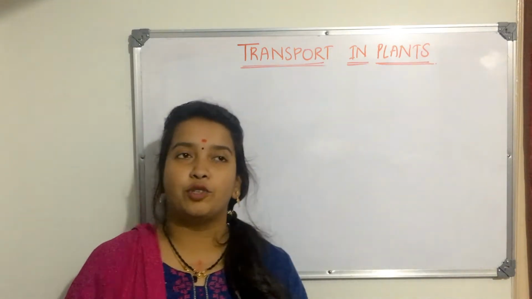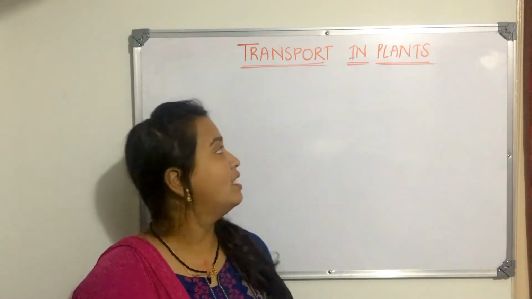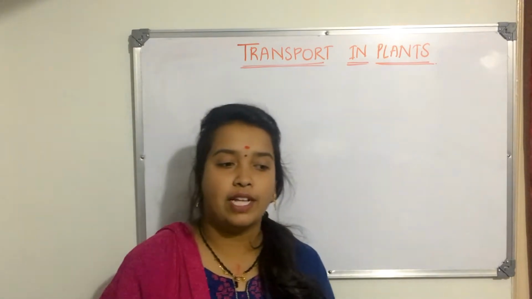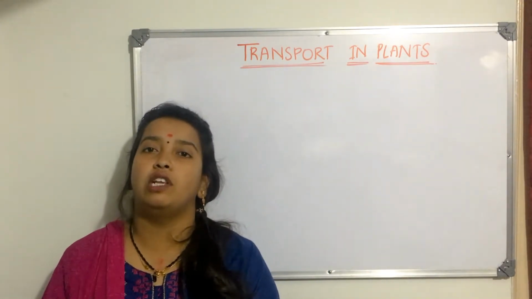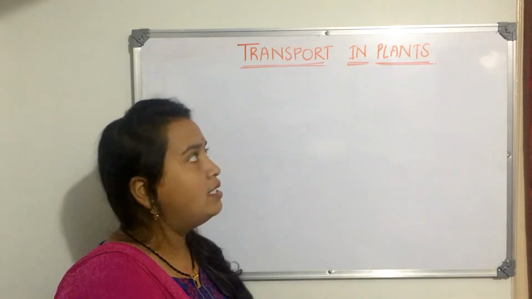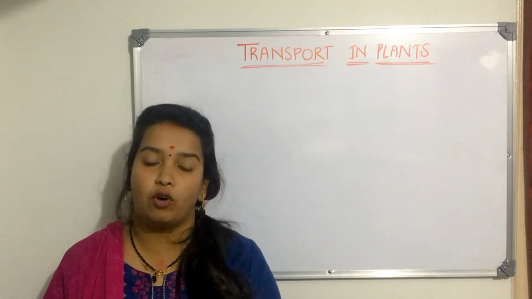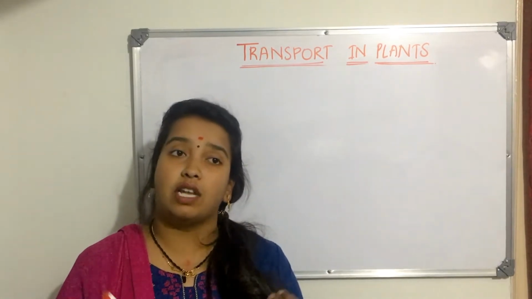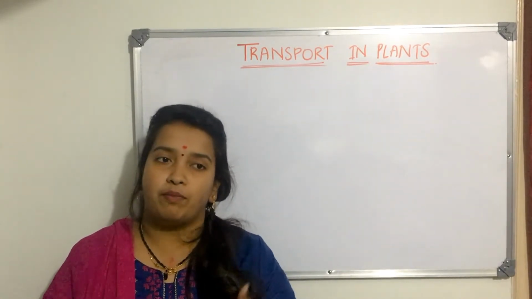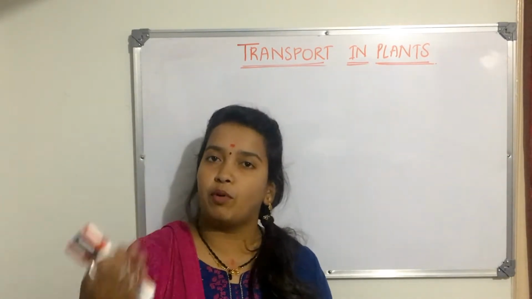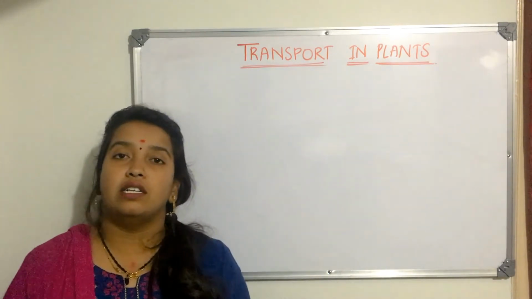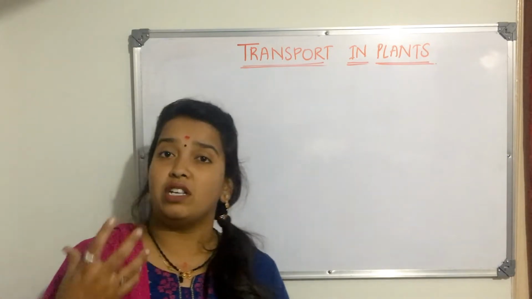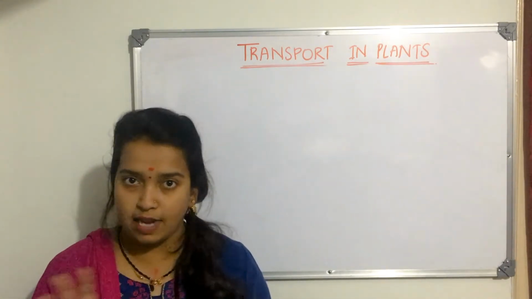Hello students, so we'll be starting with a new chapter, that is transport in plants. It's a plant physiology chapter. You know that plants are very much needed for all of us and all the organisms, because they are the main source of food, as they photosynthesize, and they also provide oxygen for all living organisms. So in this chapter we'll be studying what is transported in plants and how it is done.